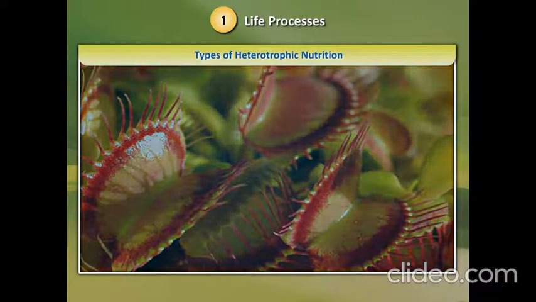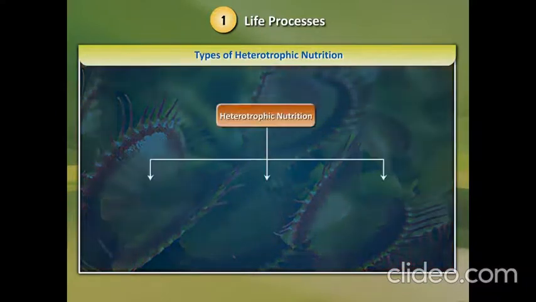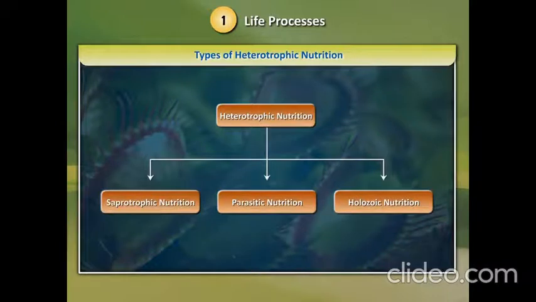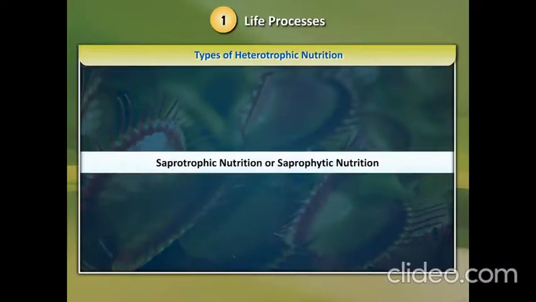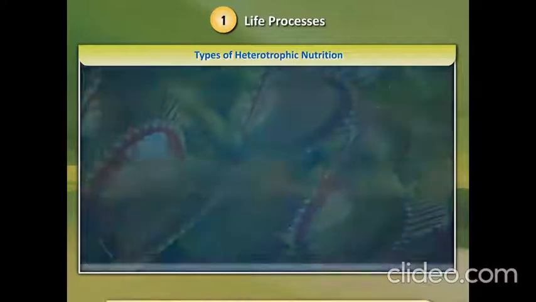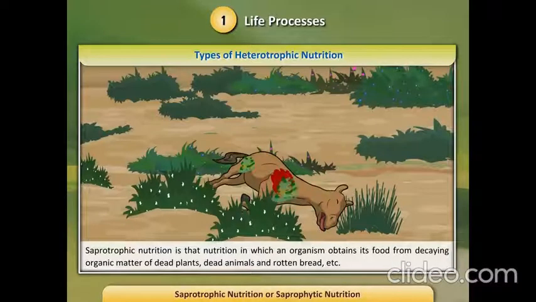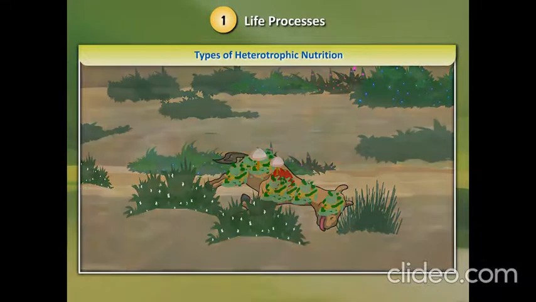Types of heterotrophic nutrition. Heterotrophic mode of nutrition is of three types. Saprotrophic nutrition or saprophytic nutrition. Saprotrophic nutrition is that nutrition in which an organism obtains its food from decaying organic matter of dead plants, dead animals, and rotten bread, etc.